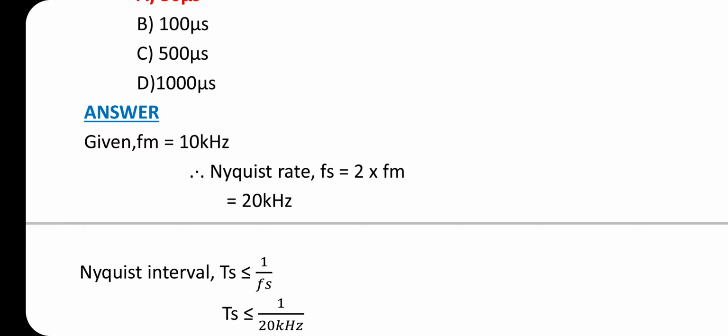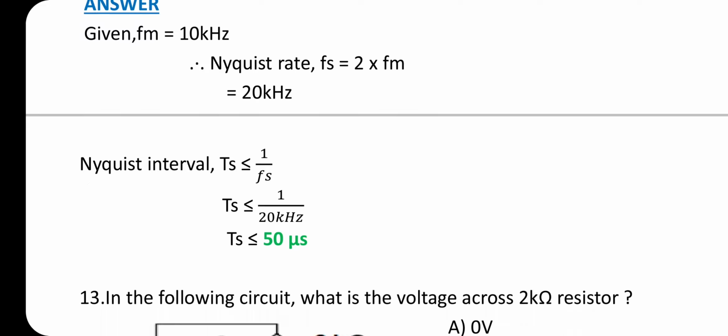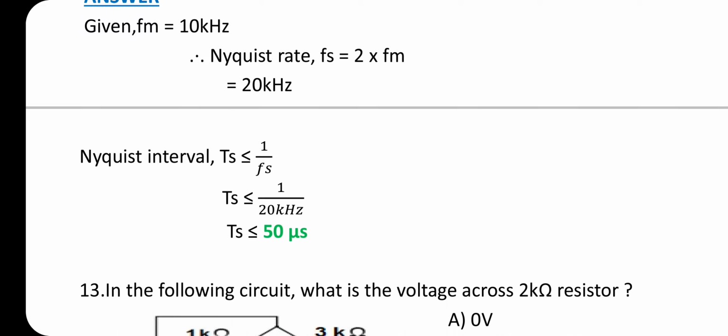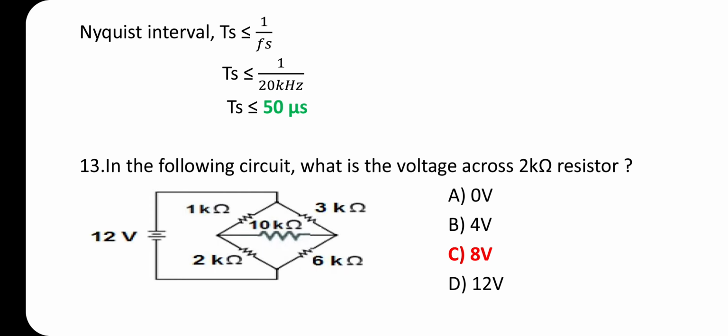Given Fm equal to 10 kHz, therefore Nyquist rate Fs equal to 2 into Fm, which is 20 kHz. Nyquist interval Ts should be less than or equal to 1 by Fs. Ts should be less than or equal to 1 by 20 kHz. Therefore, Ts equal to 50 microsecond.